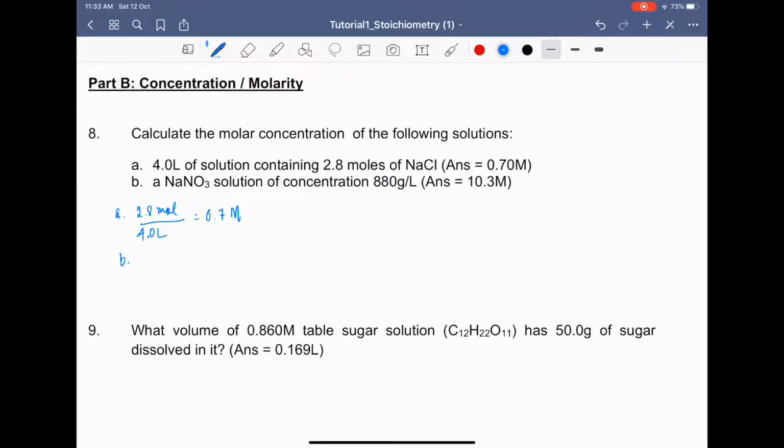Then letter B, a sodium nitrate solution of concentration 880 gram per liter. So 880 gram per liter, you just need to convert. So need to divide by the molecular weight. So 23 plus 14 plus 16 times 3. So this one will be for sodium nitrate. That is equivalent to 85 grams. So we can cancel out the gram unit.